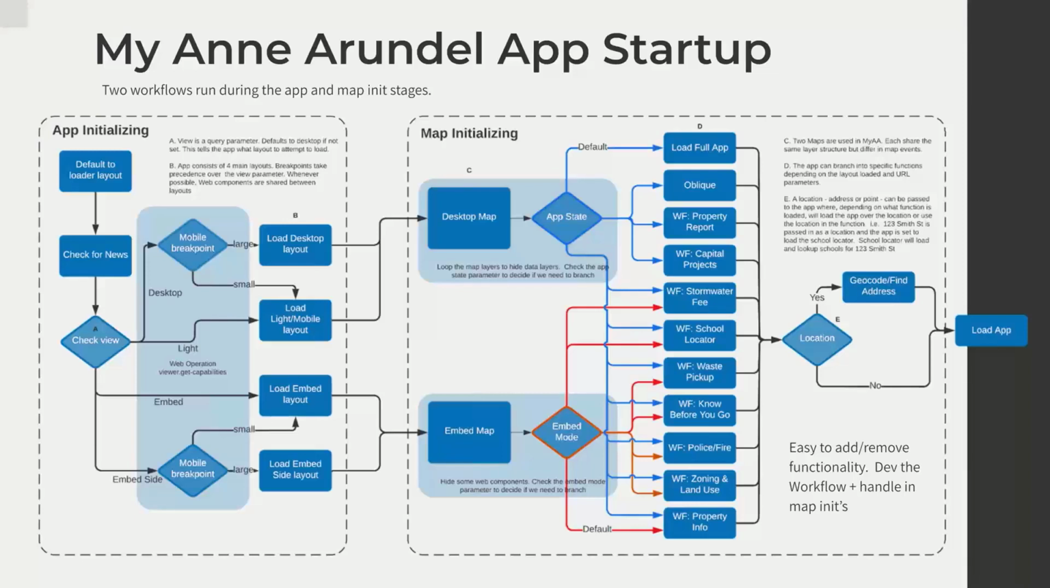Then we pass those parameters over into the map initialization phase, where we loop over the map, make sure some layers are turned on and off, just to do a few checks there. And then we process what URL parameters were captured in app init. We process over in map init, and then decide, do we need to run a workflow? Do we need to load in default mode, or do we need to load our oblique imagery? Things like that. And if anybody wants to go into more detail on this slide, it's a little overwhelming, feel free to email us.